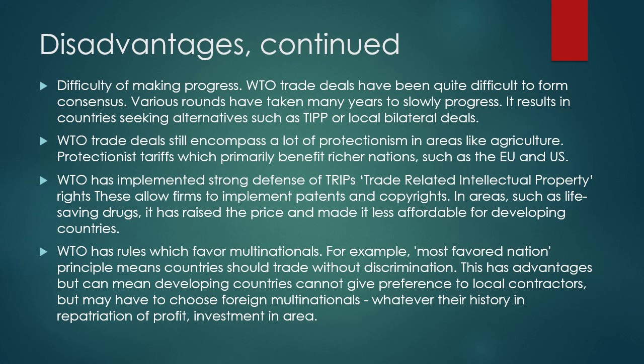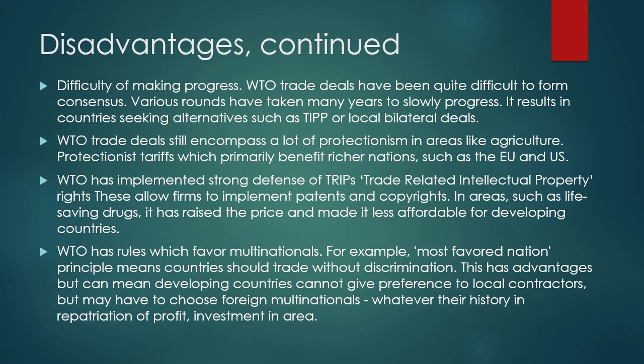The WTO has implemented a strong defense of TRIPS, the trade-related intellectual property rights. These allow firms to implement patents and copyrights. Again, in areas such as life-saving drugs, it has raised the price and made it less affordable for developing countries. The WTO has rules which favor multinationals. For example, the most favored nation principle means countries should trade without discrimination. This has advantages but also disadvantages because it means that developing countries cannot give preference to local contractors, but may have to choose foreign multinationals, whatever their history in repatriation of profit or investment in the area.